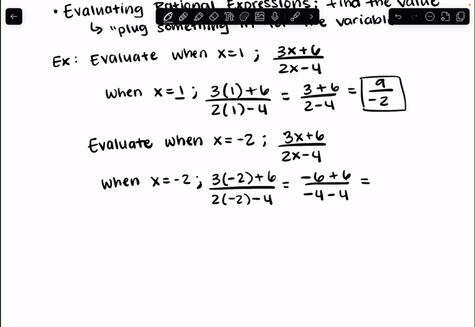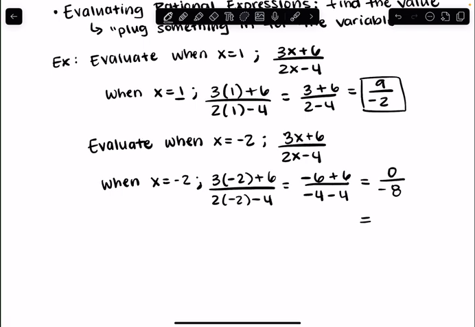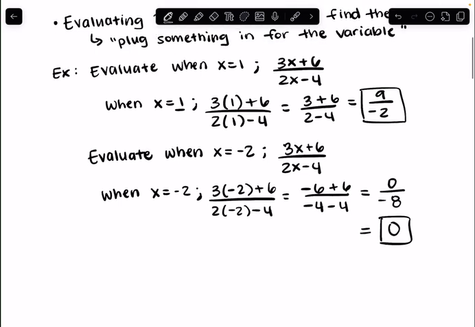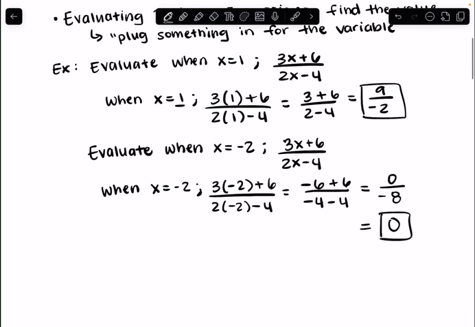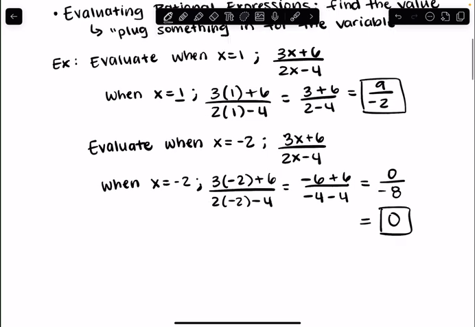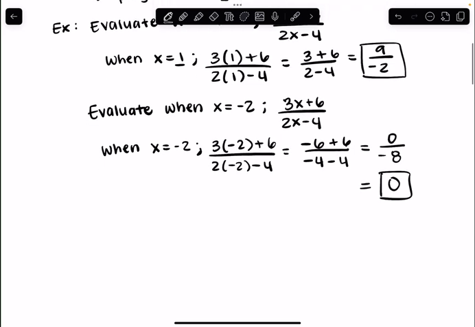And then when we simplify this, negative 6 plus 6 is 0. Negative 4 minus 4 is negative 8. If you were to plug this into your calculator, 0 divided by negative 8, your output or your value should be 0. Okay, so that is what happens when you evaluate an expression. All you're doing is plugging the numbers in and getting an answer for that. So your number is just going to be the answer. All right, moving on to the next portion of the notes.